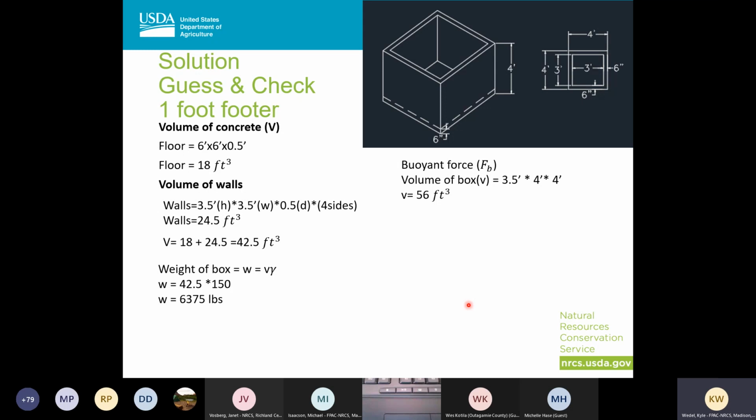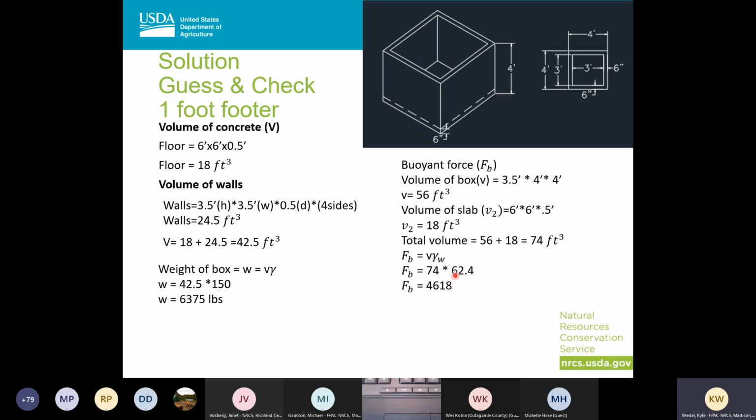Then I'm going to figure out my buoyant force. So first I'm going to ignore this footer part, and I'm just going to multiply my box. So I'm going to have 3.5 feet high this time, and then 4 by 4 gets me 56. And then I'm going to find out my volume of my slab at the bottom, which is going to be that 6 by 6 by half foot for 18. So this is going to be the same volume as my floor over here. I'm going to add those two together and get 74 feet cubed.